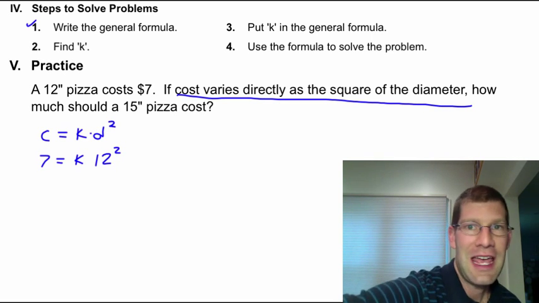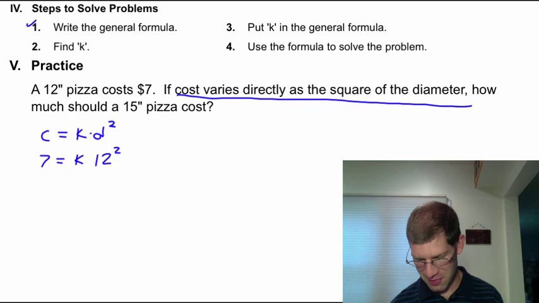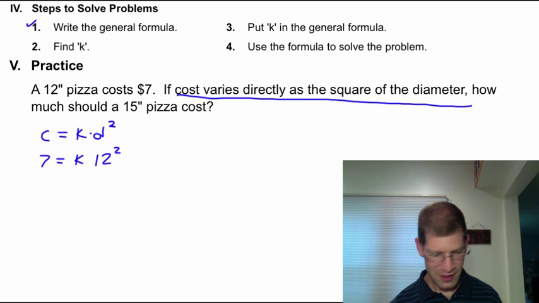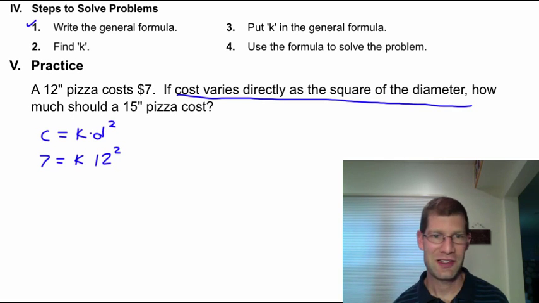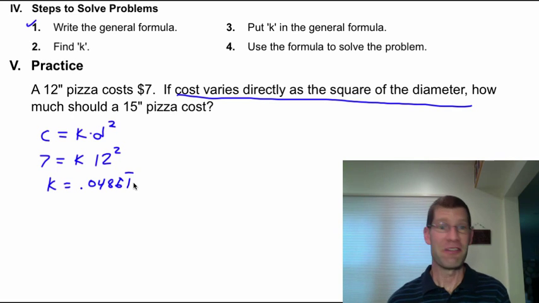Now to solve for K, we're going to divide both sides by 144, or divide both sides by 12 squared. So 7 divided by 12 squared gives me 0.04861 repeating. So K equals 0.04861111111. A mistake that a lot of people make is they round this. They say 0.05, good enough.